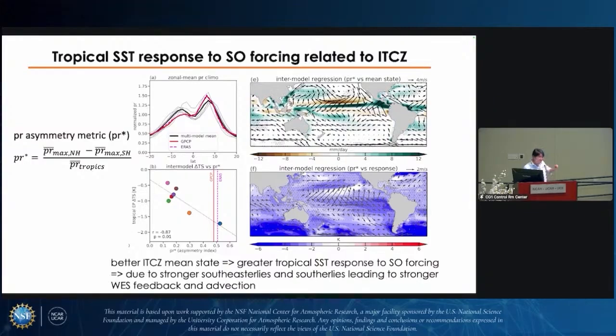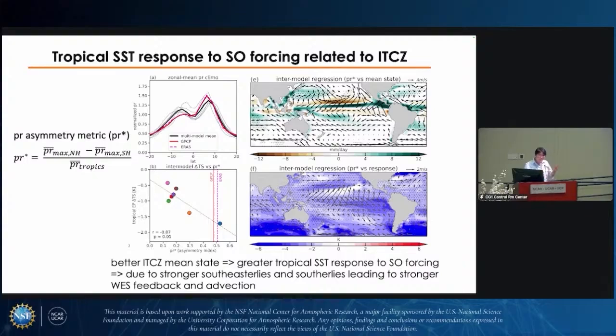And this is because these better mean states are associated with stronger southeasterlies in the top right, and also cross-equatorial southerlies, which promote, like we showed in the slab ocean runs, a stronger wind-evaporation-SST feedback and mean wind advection, which contribute to this tropical cooling response.